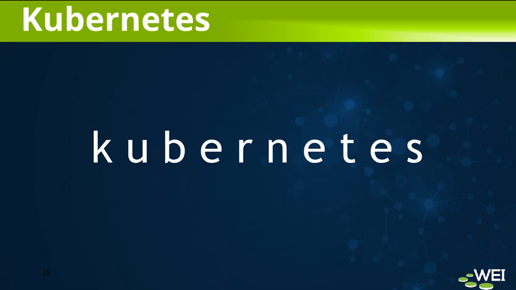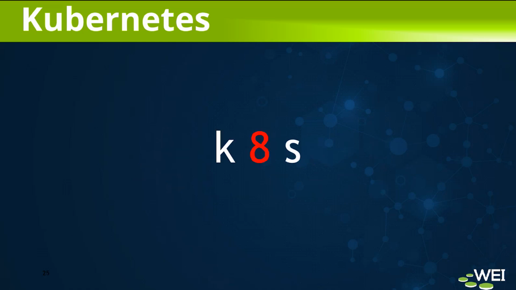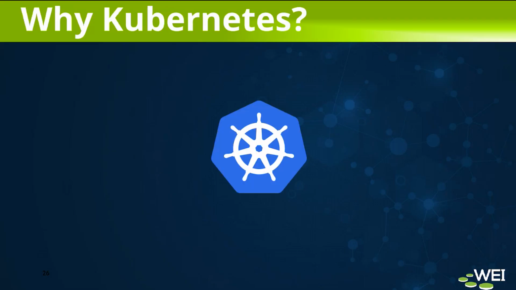Now, before we continue, I just want to point out that when you look at the word Kubernetes, there are 8 letters between the K and the S, which is why you may see some people refer to Kubernetes as K8s or Kates. Just a little tidbit before we continue.